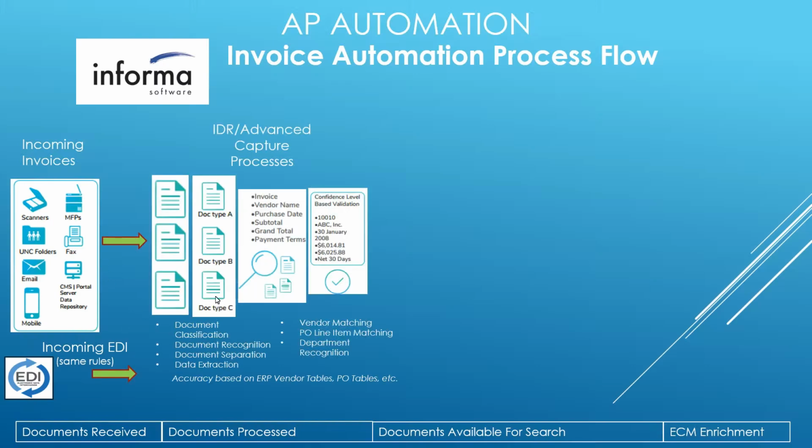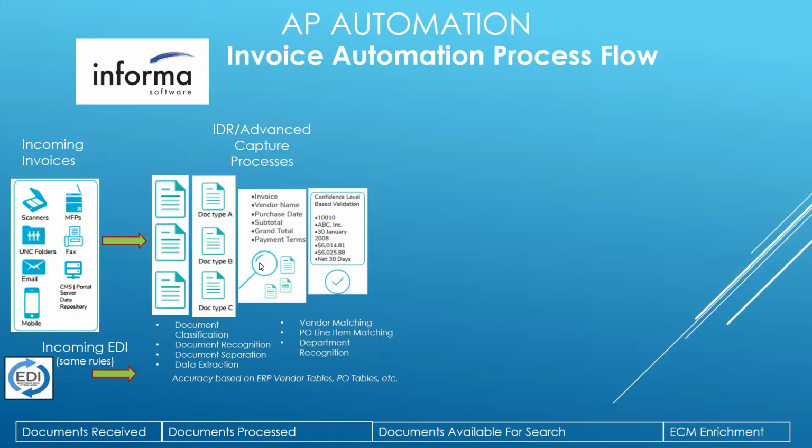So the documents come in, and then they go into the advanced capture. It's also called IDR, Intelligent Document Recognition. Basically, it's going to classify the document, what kind of document this is, and be able to separate the documents out: classification, recognition, separation, and then data extraction. And it's able to do data validations.